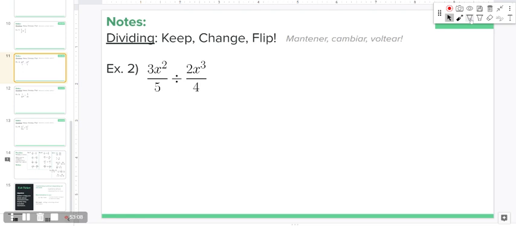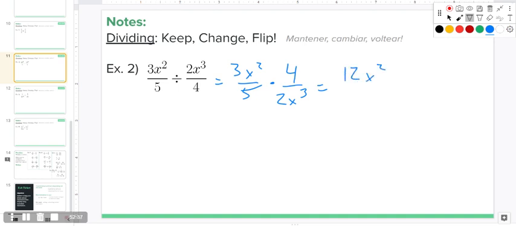So let's apply this now to an example with rational expressions where we have variables involved. So we're going to keep, change, flip. So we'll keep that first term, 3x squared divided by 5. We're going to change that division sign to multiplication. And we are going to flip that last term, so it's 4 divided by 2x to the third. Okay, and then we're going to just go ahead and multiply across like we did in our first example. So we'll get 12x squared up top. We'll get 10x to the third on the bottom.